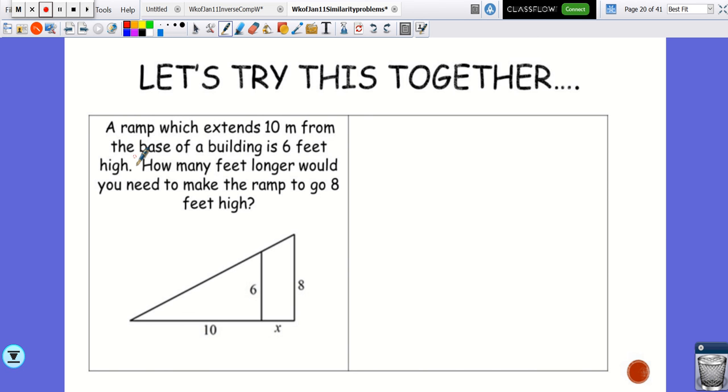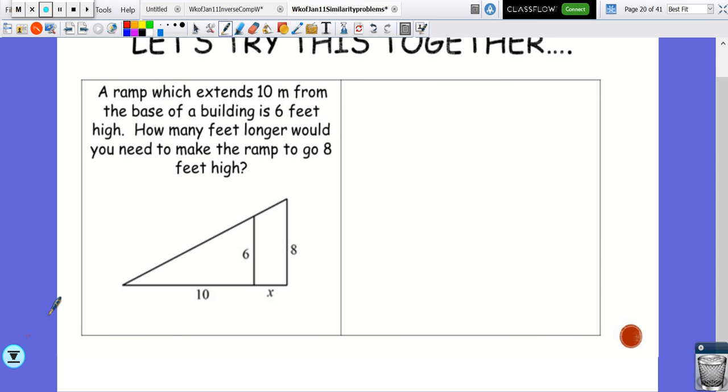So as usual, the first thing we're going to do is read the question, and then we're going to write down what it's asking us to do, and then we'll go from there. It says a ramp which extends 10 meters from the base of a building is 6 feet high. How many feet longer would you need to make the ramp to go 8 feet high? So I read the question. It wants me to find out how much longer I need to go with a ramp to make it 8 feet high instead of 6 feet high.